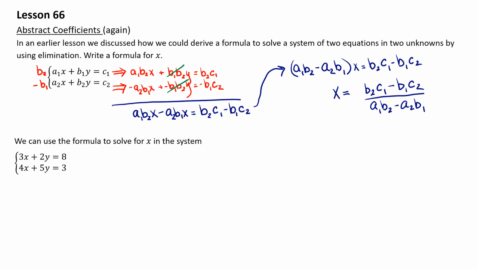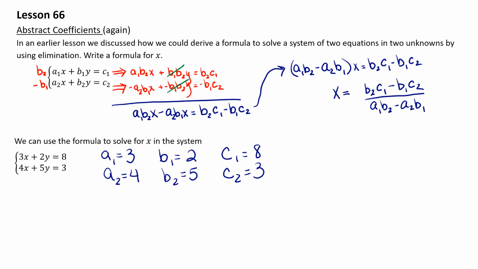So you now have a formula for x, and you can go ahead and look at the equations we have now, 3x plus 2y equals 8, and 4x plus 5y equals 3, and you can figure out what a, b, and c are and put them into that formula to solve for x. So your a sub 1 is 3, the first coefficient, and your b sub 1 is 2, the coefficient on y, and your c sub 1 is 8, the constant in the first equation. Second equation, you've got your a sub 2 is 4, your b sub 2 is 5, and your c sub 2 is 3. So you're going to just take these numbers and put them into the formula you created.